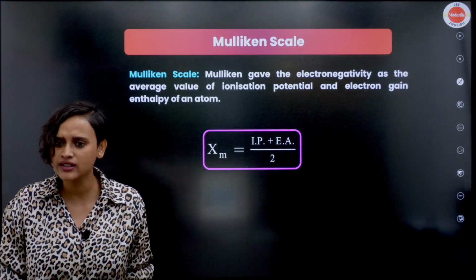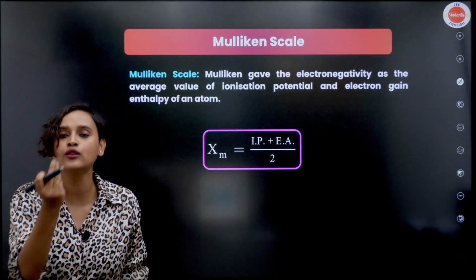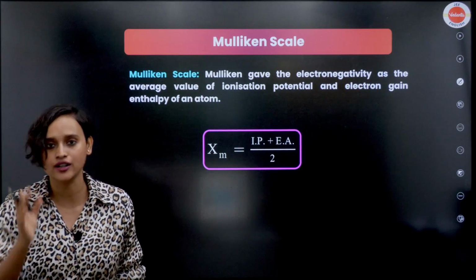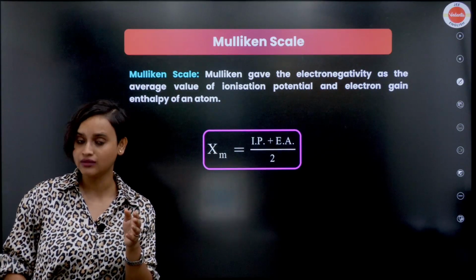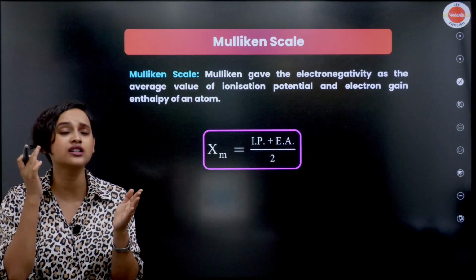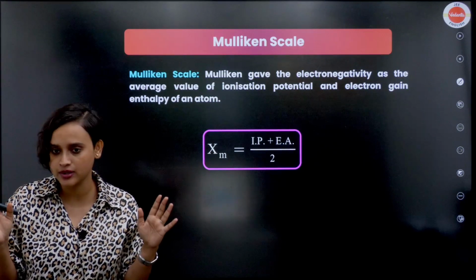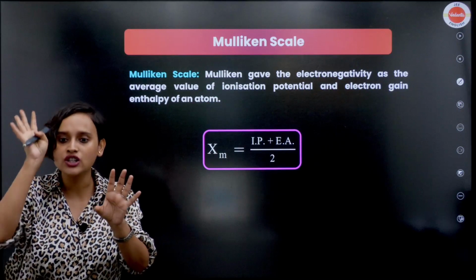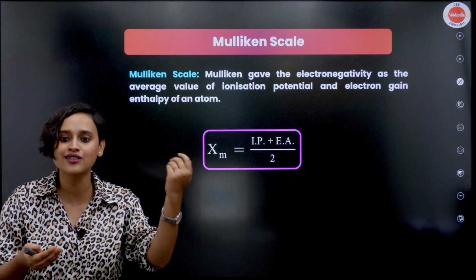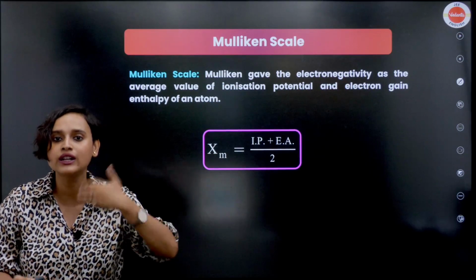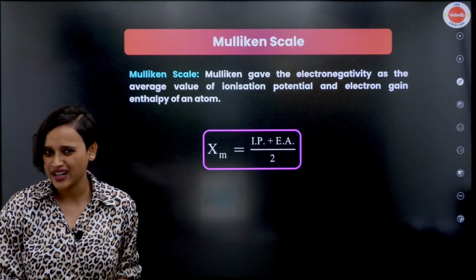So there is a scale called the Mulliken scale. What is this Mulliken scale? Mulliken gave electronegativity as the average value of ionization potential and electron gain enthalpy. So Mulliken said that if you add the ionization potential, ionization energy, ionization enthalpy, whatever you say, same thing absolutely, and electron gain enthalpy, and divide by 2, that is your Mulliken scale. That's how Mulliken gave the electronegativity. Okay, but that was not the right one.